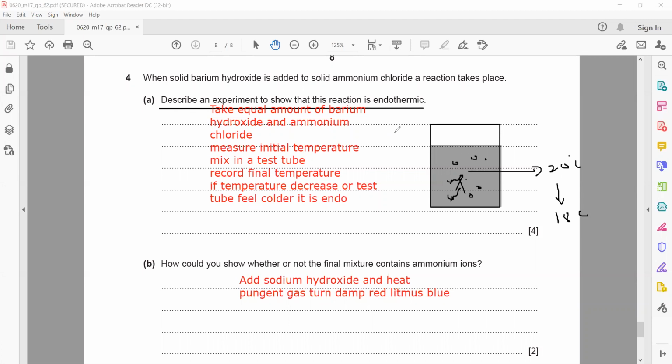Is it clear? Okay, sir. Thank you very much, sir. If the question is asked, can I write it in this sense, like in a water bath? Yes, you can write that. Okay, sir. Thank you, sir.